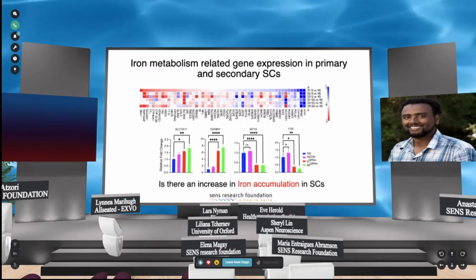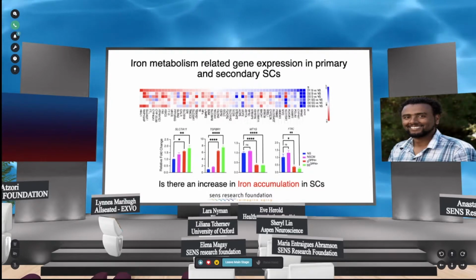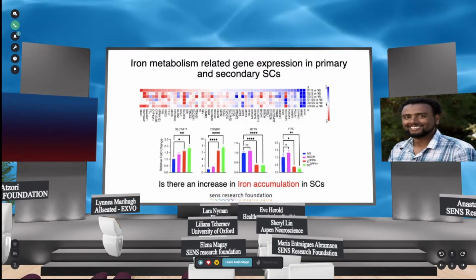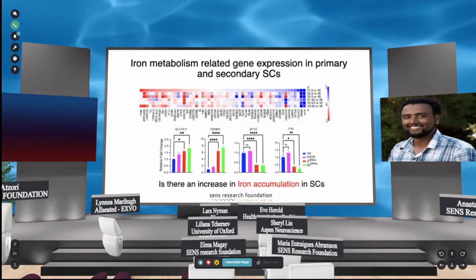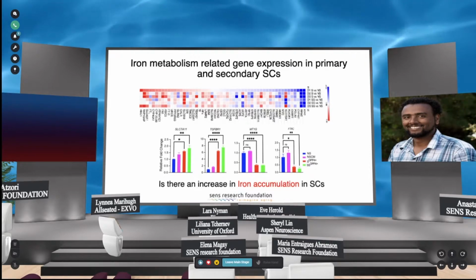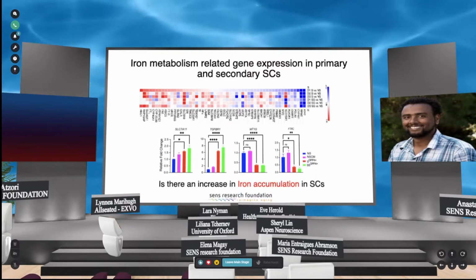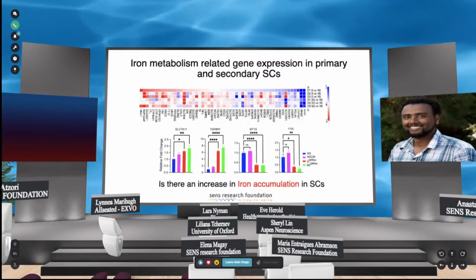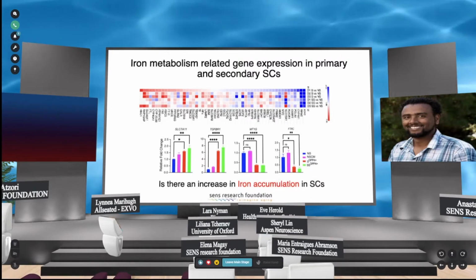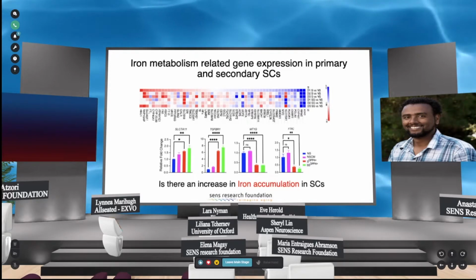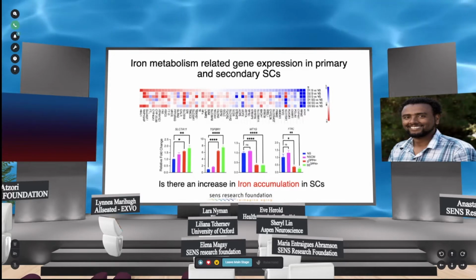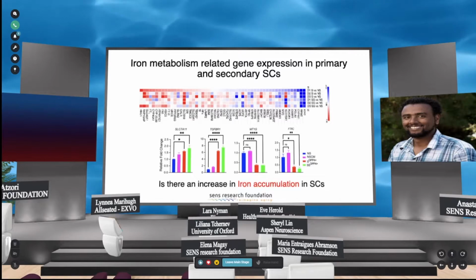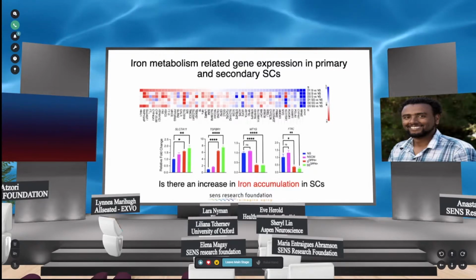If you see this heat map, the top 3 rows are primary senescent and the bottom 3 are secondary senescent cells. When a gene is upregulated, which is blue, in the top, mostly it is also blue in secondary senescence, and vice versa. So not only are the top hits iron metabolism related genes, but they also change in the same direction, either upregulated or downregulated. We confirmed some of the classical markers from this heat map by qPCR, and we found that a significant number of genes related to iron metabolism are affected in both primary and secondary senescent cells.